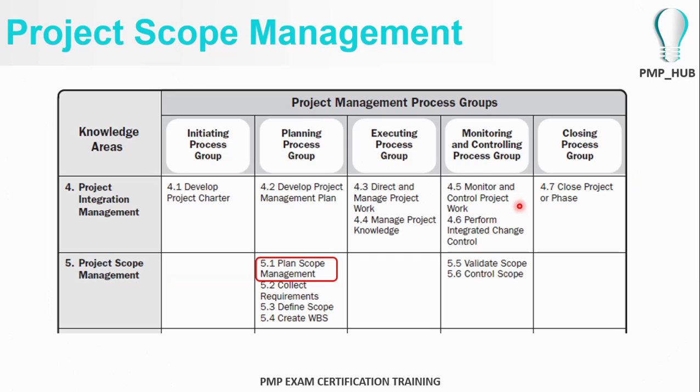Under PMBOK version 6, project scope management has 5 processes, 3 in the planning process group and 2 in the monitoring and controlling process group. The planning processes include plan scope management, which is the governing structure of the project, collect requirements, define scope, and create WBS. Validate scope and control scope fall under the monitoring and controlling process group.